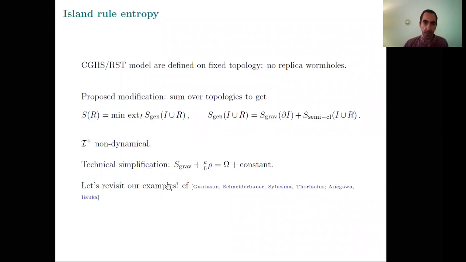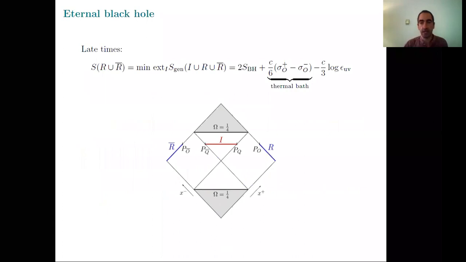Okay, so now we want to revisit our examples and use this proposed modification to the rule. There are two other papers by these sets of authors which considered similar questions of applying this island rule entropy to the CGHS model. I'm not going to really go through the calculations because it just requires doing some extremizations and plugging back in. So I'll just present the answers.